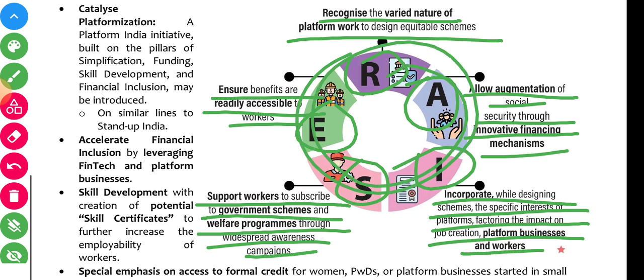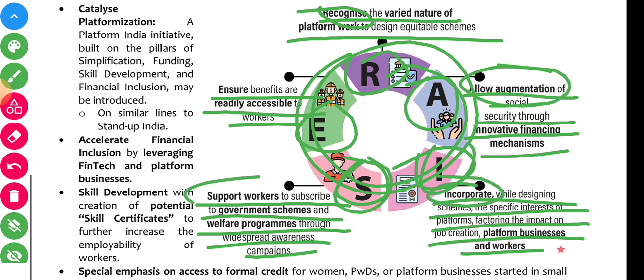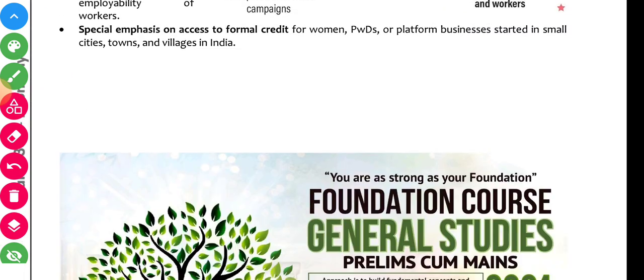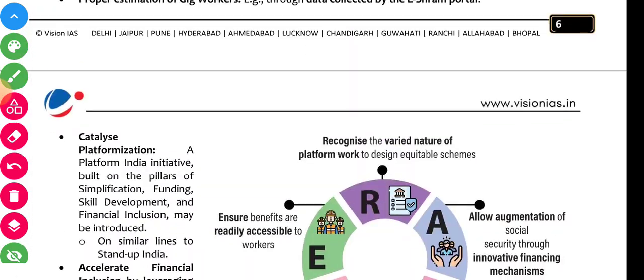These are the keywords that you can remember: R for recognize, A for allow augmentation, I for incorporate, S for support workers, E for ensure benefits. These are the keywords you can use for the way forward.